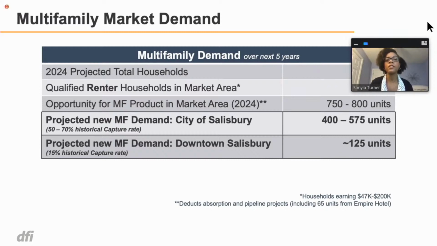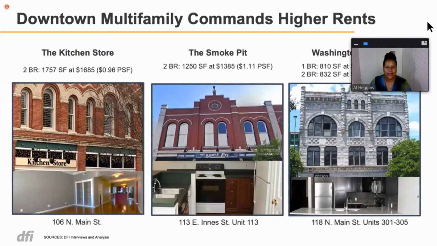Now, what's important to note is that for downtown specifically, these new units are in addition to the units that would come online from the Empire Hotel. So we're saying 125 in addition to the 62, give or take, units that the Empire Hotel will bring. And quick question, I was going to ask about how much the footage would be for some of that housing.